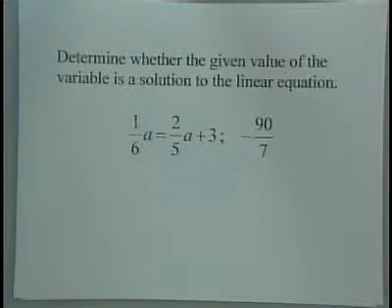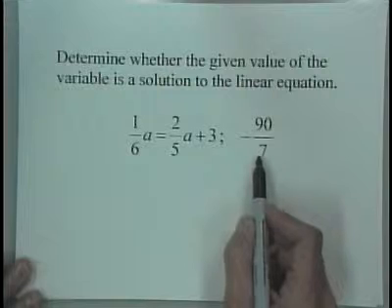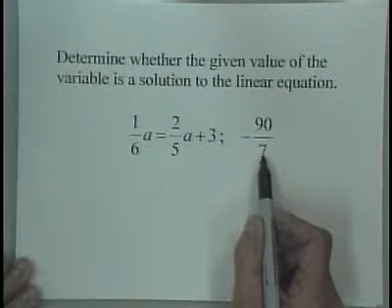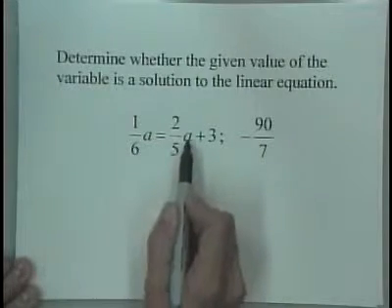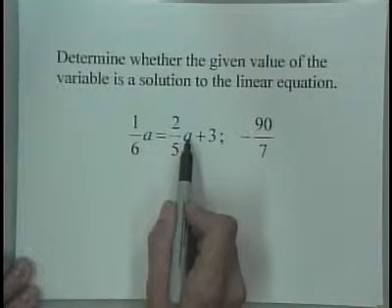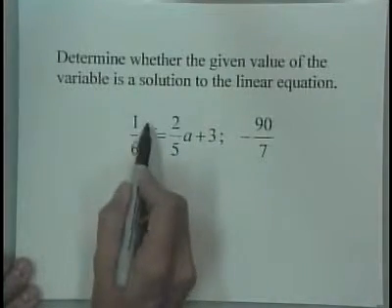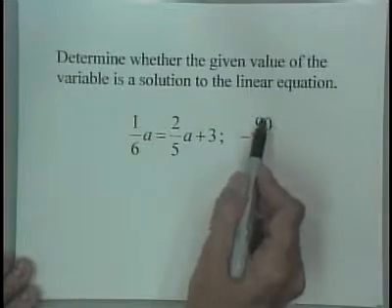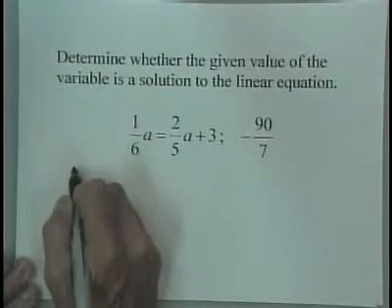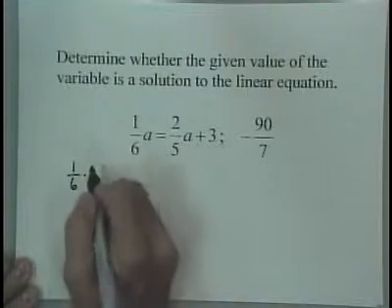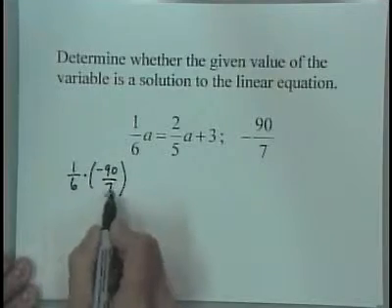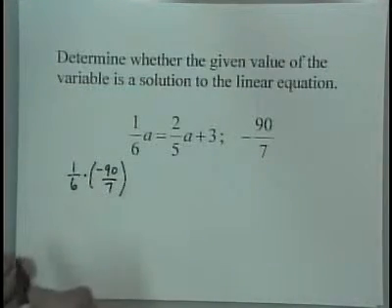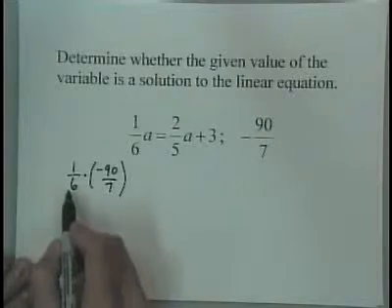Here we want to determine whether the given value of the variable is a solution to the linear equation. Same kind of question. The given value that we're working with is -90/7, the fraction. The equation is 1/6 a equals 2/5 a plus 3. The variable is a. Starting with the left-hand side, for a, I'm going to substitute -90/7. So I need to find 1/6 times the fraction -90/7. Now I've written it in parentheses to enclose the negative with the fraction.